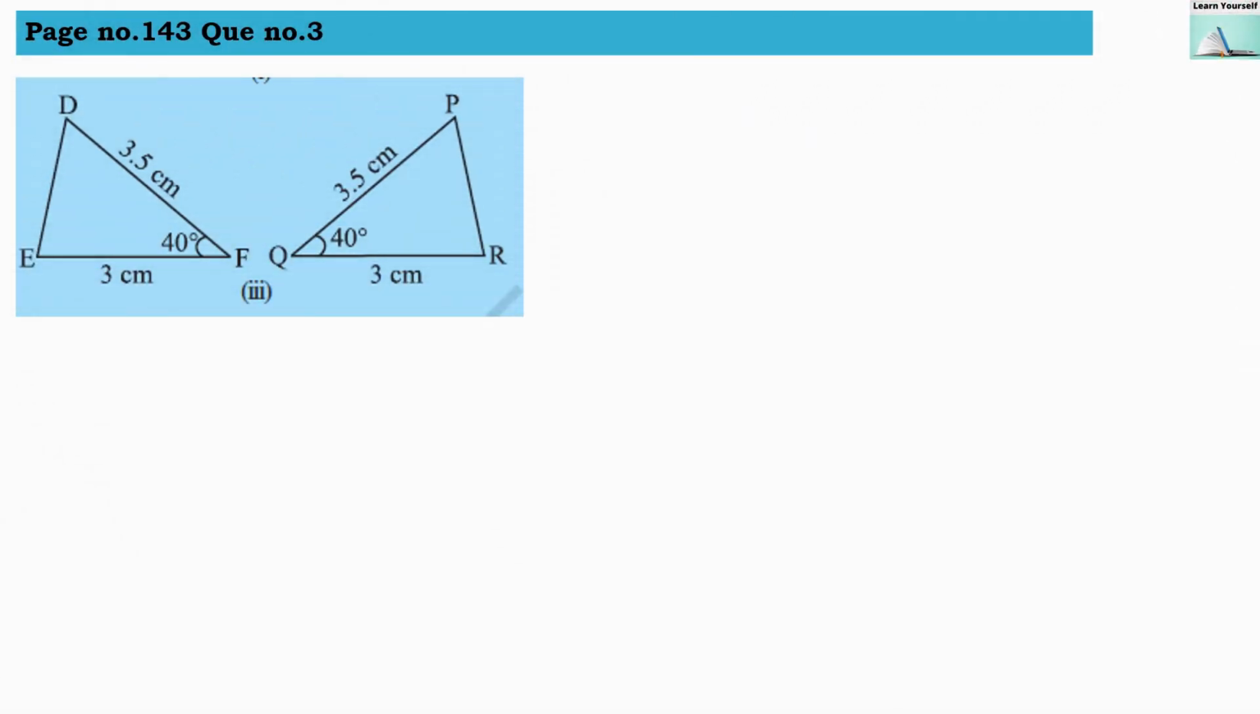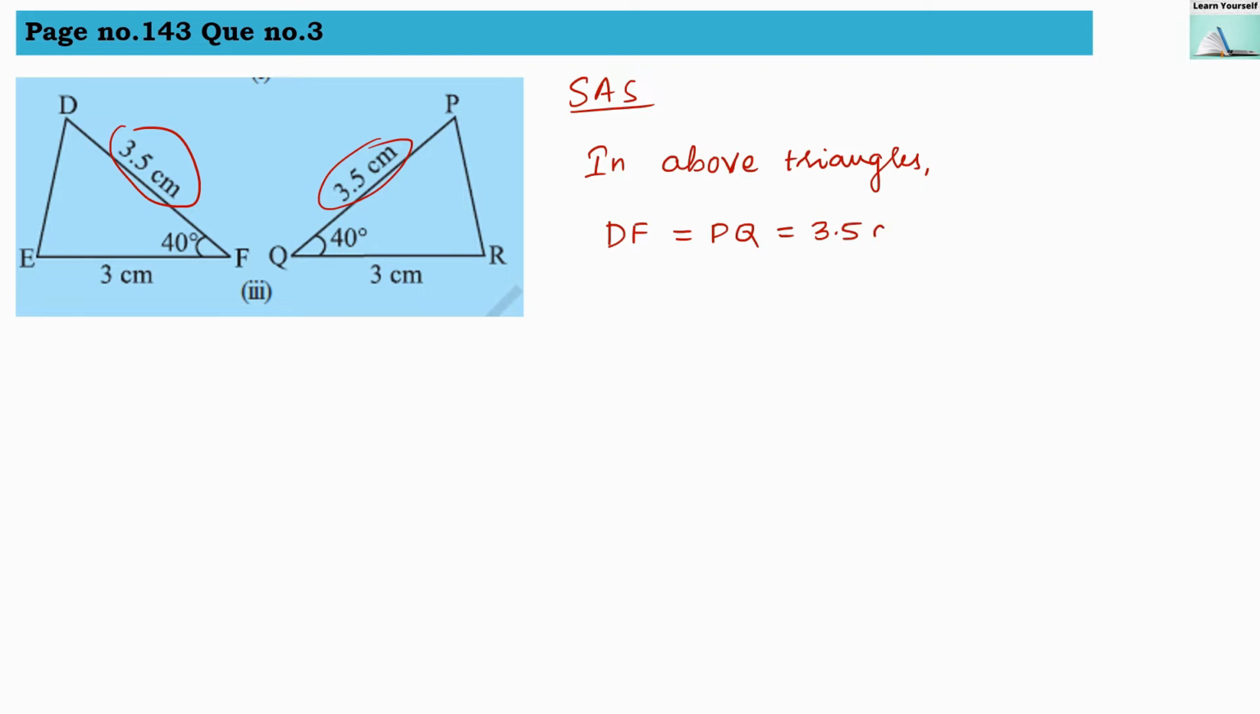Third numerical. So triangle DEF is here and triangle PQR is here. We have to establish SAS criteria and see whether these two triangles are congruent or not. In the above triangles, let us check. These two sides are equal. So DF is equal to PQ and they both are equal to 3.5 centimeters. EF is equal to QR and they both are equal to 3 centimeters. We require one more angle here. So we have that angle F is equal to angle Q and they both are 40 degrees.